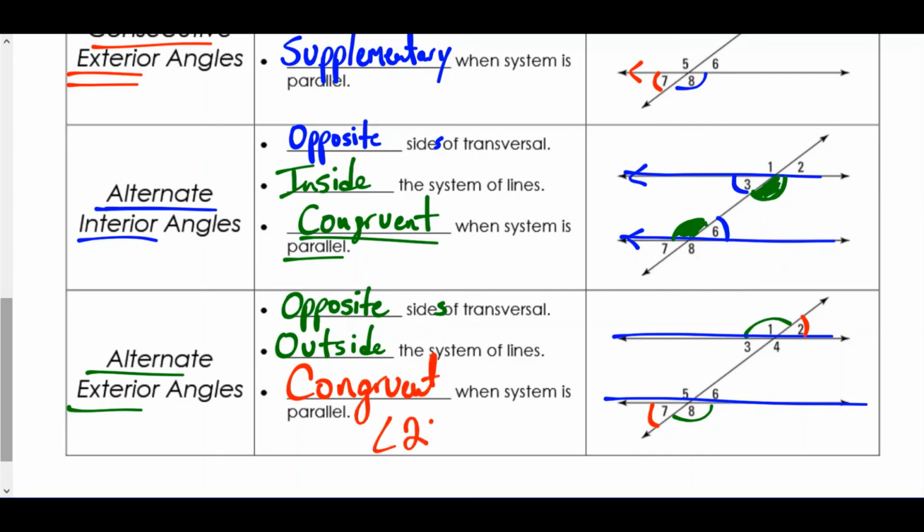I could say angle 2 is congruent to angle 7, as long as I know that line L and M are parallel. Actually, these go back and forth. This logic can go either way. If I know that L and M are parallel, then I know that these are congruent. If I know that these are congruent, 2 and 7 are the congruent angles here, then I can actually also conclude that L and M are parallel.